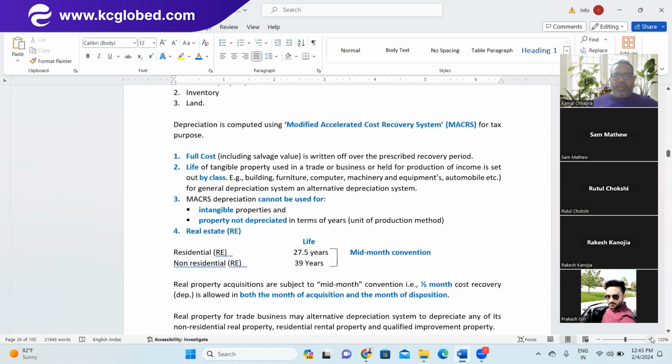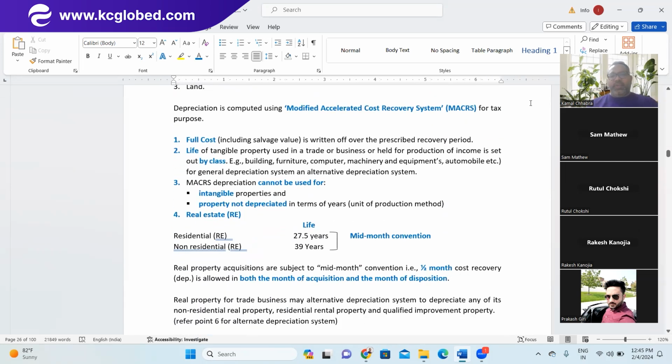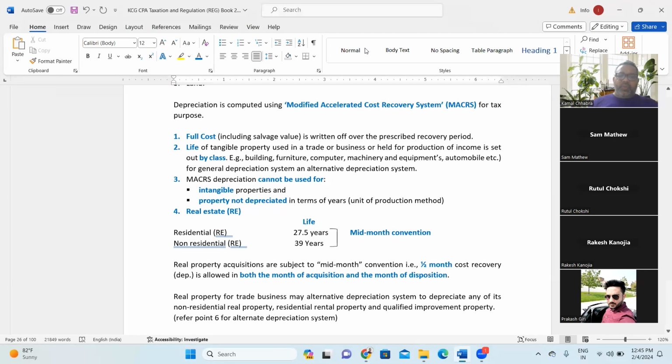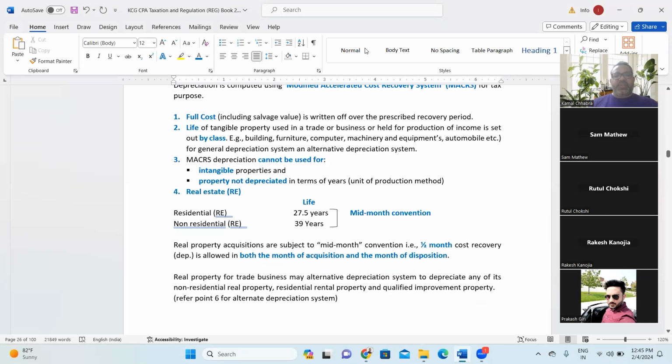And then we were at the depreciation method, which is MACRS, which is the most preferred method, and the second method is the alternative depreciation method, which we will be discussing once we complete MACRS. Here we discussed full cost, life of assets, and usability of MACRS or exception from MACRS on intangible property, that is, where depreciation is charged based on the number of units produced.